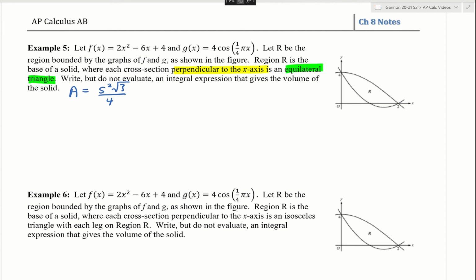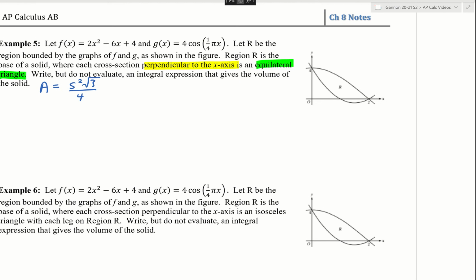We got to know which function is top and bottom. So f of x is a positive quadratic. That means that this bottom function is f of x and the top function is g of x. They're intersecting at 0, 4, and 2, 0. So that becomes important. Our cross sections are perpendicular to the x-axis, so vertical, we're going to do top minus bottom.